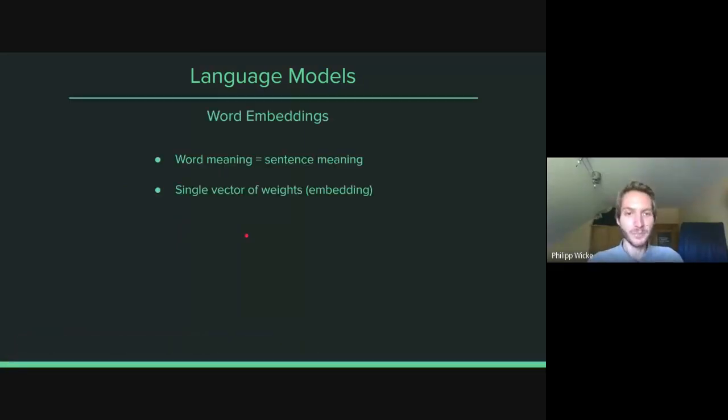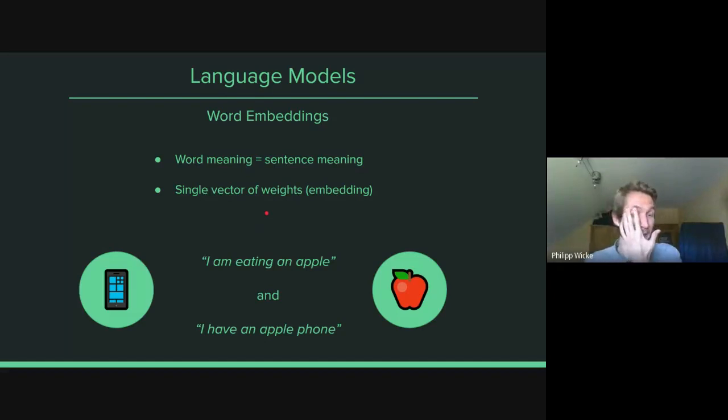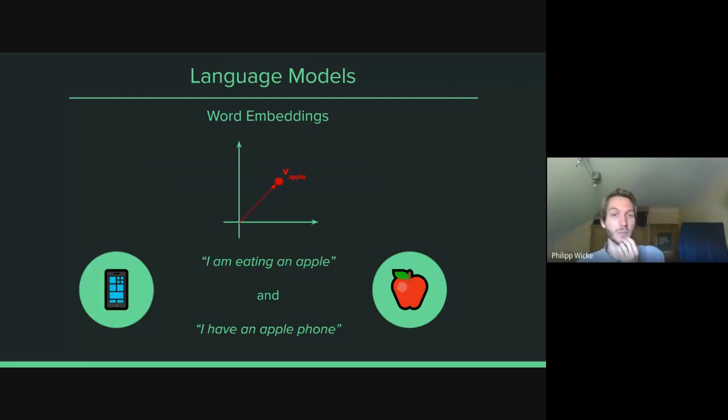So, language models and word embeddings. What is the difference? A word embedding, as we've previously understood, derives word meaning from the sentence. We looked at the neighborhood in the sentence, and then inferred the word meaning. This gives us a single vector per word in the embedding. If I say I'm eating an apple and I have an Apple phone, we're talking about two different apples, but in our word embedding this would be one spot, which can lead to problems. So Apple would here be just one spot.